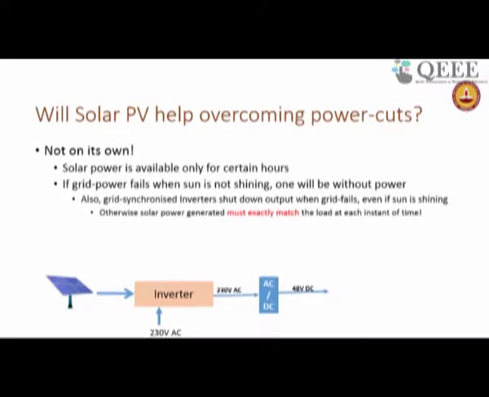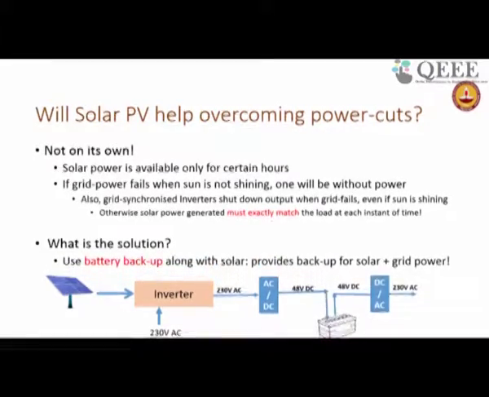If grid is also there, grid plus solar is going to match the load. Then there is no problem. Whatever solar can give you, fine. Whatever remaining can come from the grid. But if you don't do that, then the solar and the load has to match exactly, and that's not easy to do. So what happens? All the inverters are designed so that the minute the power goes off, this also cuts off. So no power takes place. So that doesn't help at all.